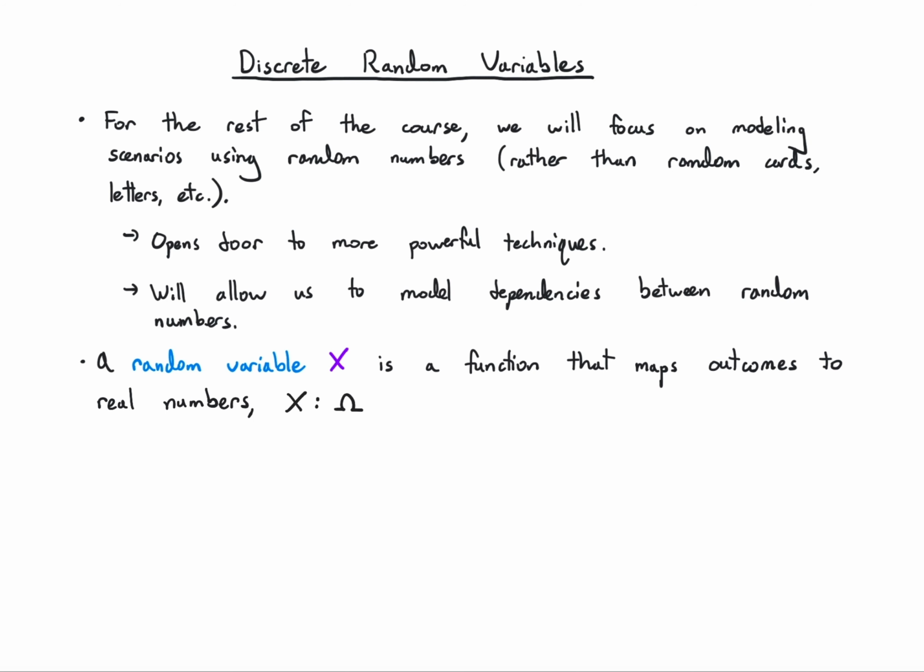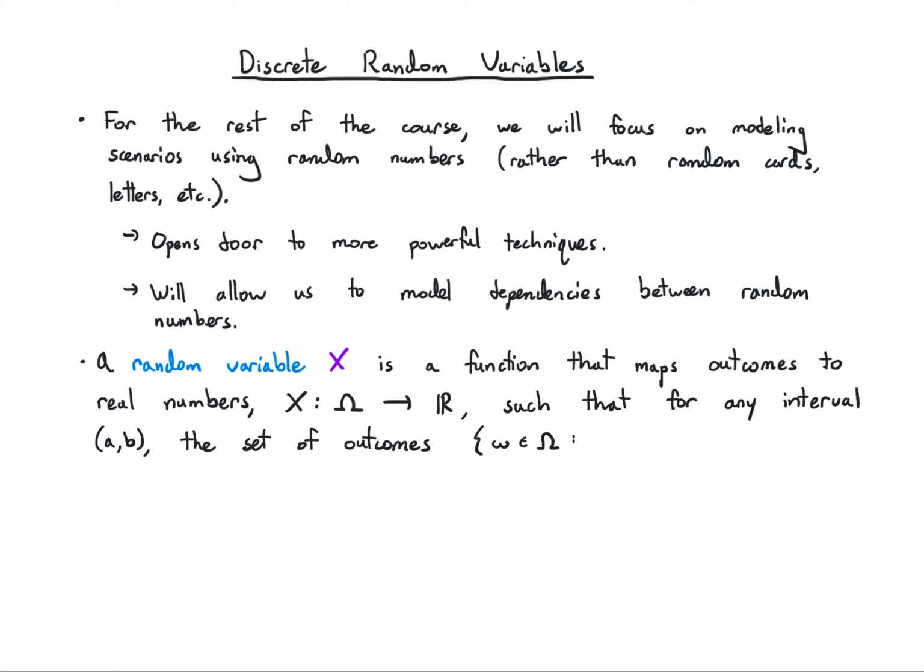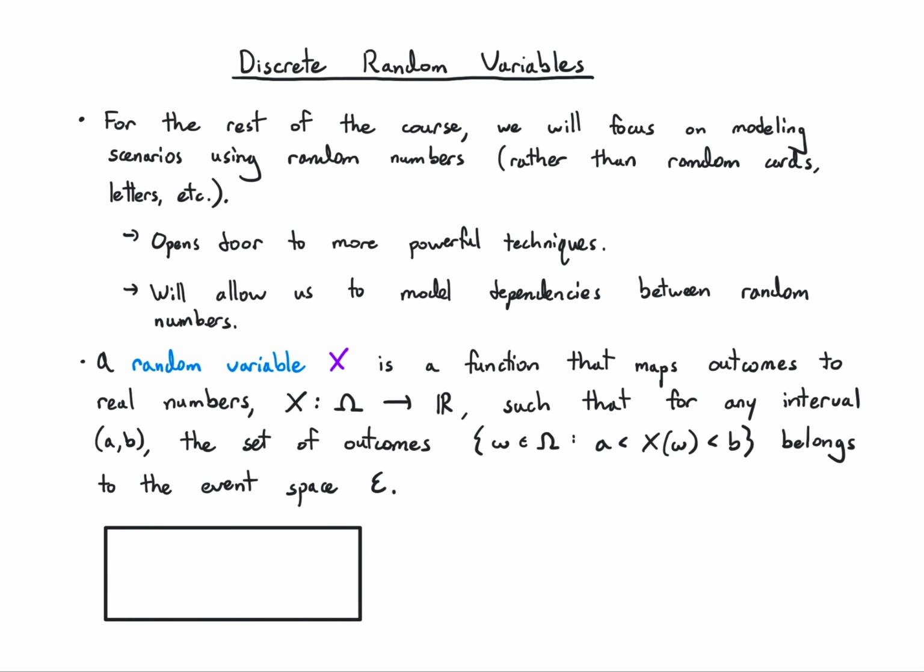So it's X, which is a function that takes the sample space big Omega to the real line. And we also have the property that for any interval AB, the set of outcomes that get mapped between A and B is a valid event. So it belongs to the event space. Visually, I have my, let's say, 4 outcomes that I'm going to draw in this sample space, and I'm just going to map them onto the real line.